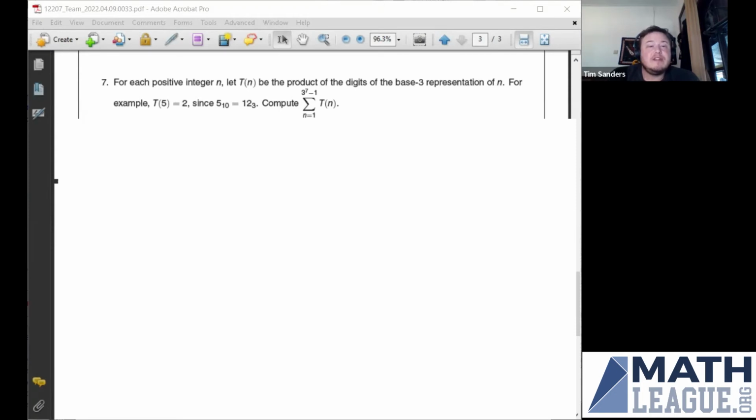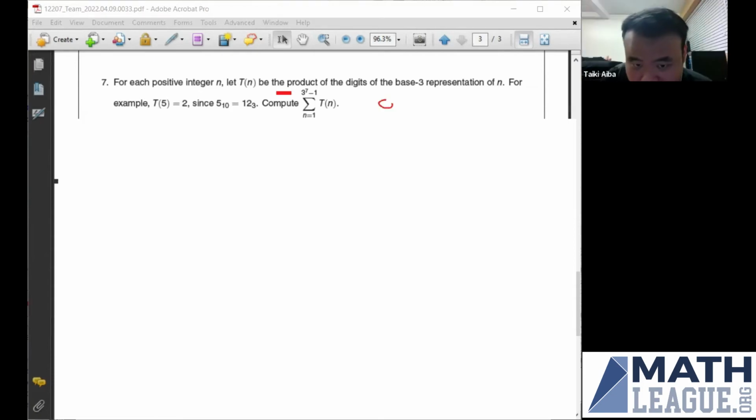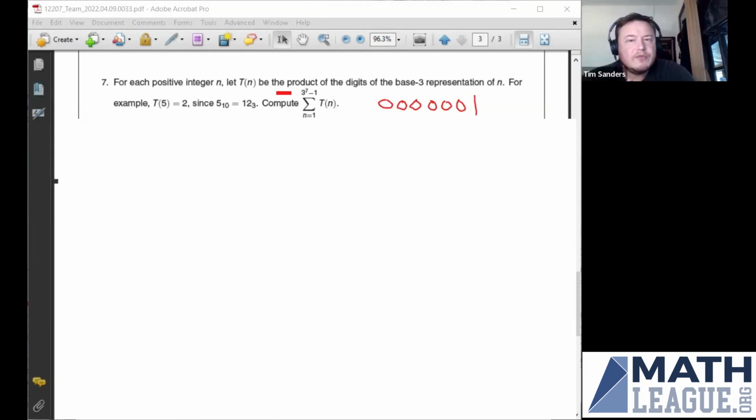Product of the digits in base 3. All right. So it looks like we just do this whole thing in base 3. So 3 to the 7th minus 1. That's just going to be 7 2s in a row. Is that correct? Yes. There's n equals 1. 3 to the 7th minus 1 is 7 2s in a row.